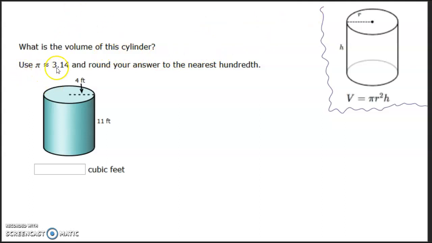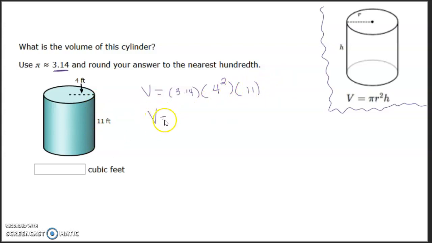So it says, use pi, which is about 3.14, to round your answer to the nearest hundredth. So instead of typing in your calculator pi, you can just use 3.14, okay? So for this one, it says volume equals pi, which is 3.14, times r squared. Well, r stands for radius, and that is half the distance across the circle. So it's 4, that's our radius, so it's 4 squared times the height, which is 11.